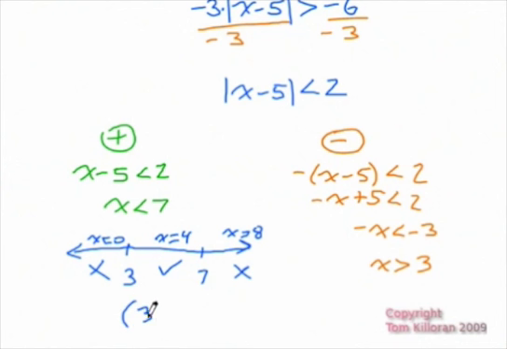So we're going to get the interval notation of all answers, and in this case, since it looks like a coordinate, I'm going to say x is an element on the interval 3 to 7. And that's the solution to this equation.